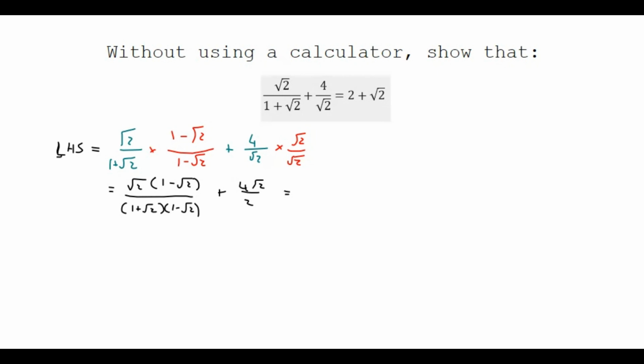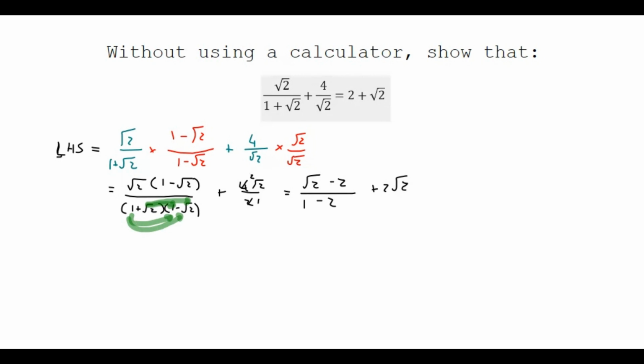Just going to carry on next to it here for the sake of space. Equals. Alright, let's FOIL that in. We get root 2 minus 2 over 1. Okay, just going to show you my thinking here. We have 1 times 1 gives us 1. Then we have minus root 2 plus root 2. They're going to cancel each other out, and then we're going to have minus 2. So 1 minus 2. Okay, cool. Plus 4 over 2 root 2. 2 goes into itself once, into 4 twice, plus 2 root 2.